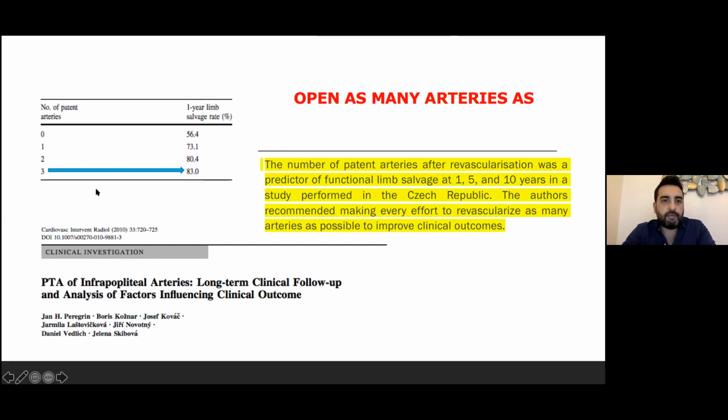In this table, you can see that the number of the patent arteries is directly related with 1 year limb salvage rate. If you open 3 arteries, the limb salvage rate is 83%. And if there are no patent arteries, the limb salvage rate is only 56%.